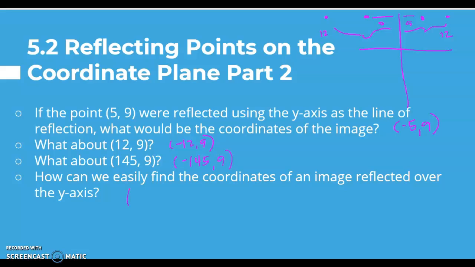So again, when I reflect over the y-axis, my ordered pair (x, y), the x switches signs. So if it started out positive, now it's going to be negative. If it started out negative, now it's going to be positive. And my y value stays the same. So it's the opposite for reflecting over the x-axis.